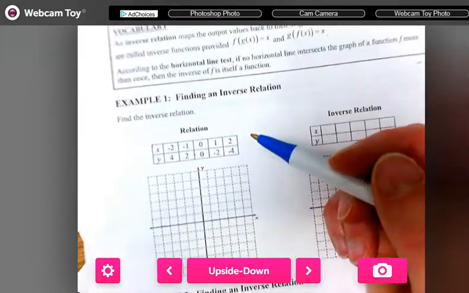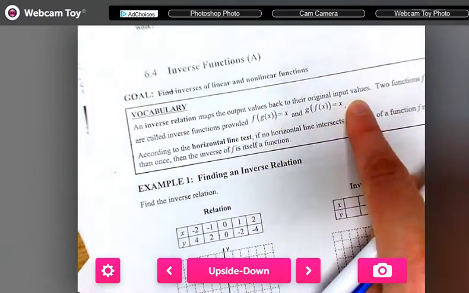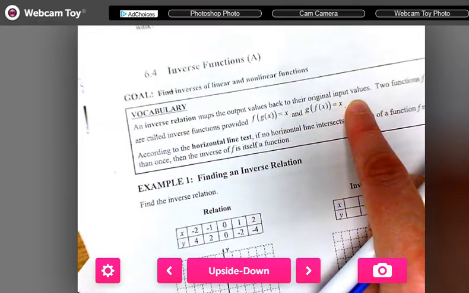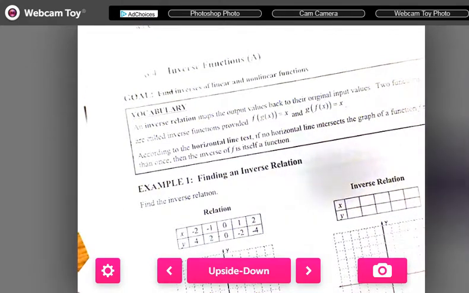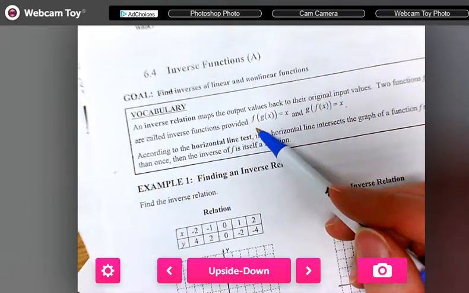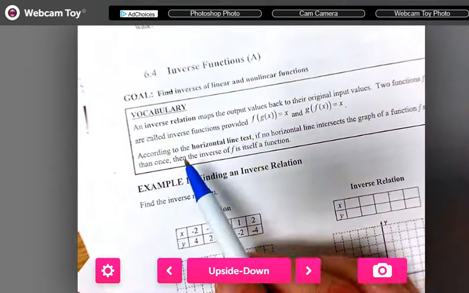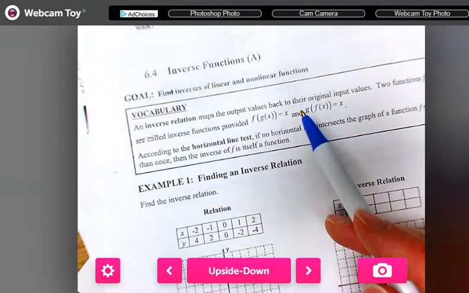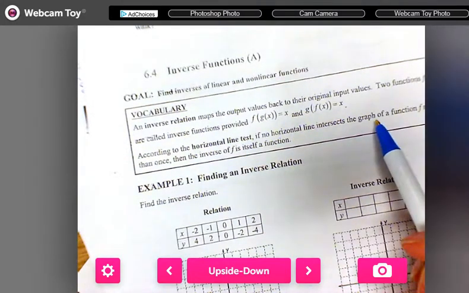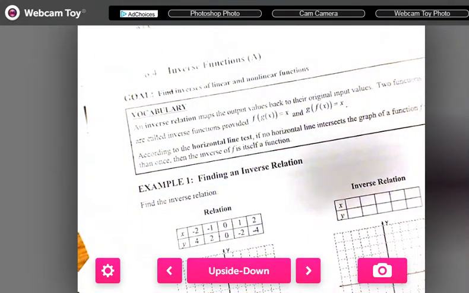An inverse relation maps the output values back to the original input. Whatever the x values are, they're now the y values, and whatever the y values are, they're now the x values. Two functions, f and g, are called inverse functions provided that f(g(x)) equals g(f(x)). According to the horizontal line test, if no horizontal line intersects the graph of a function f more than once, the inverse of f is itself a function.